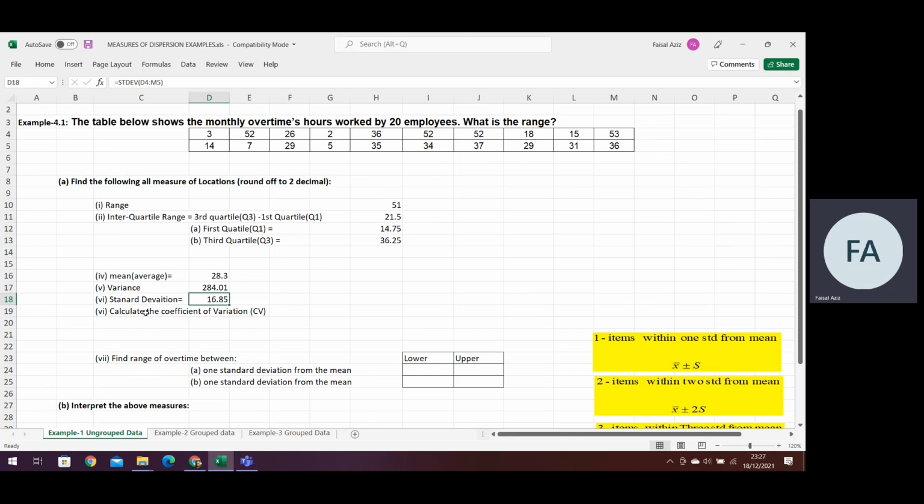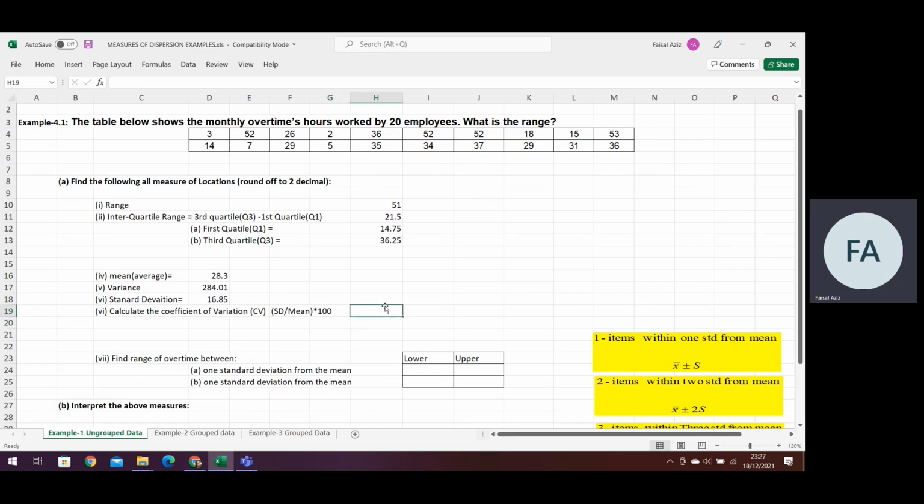Then we have to calculate the coefficient of variation. Coefficient of variation is in terms of percentage. So the formula is standard deviation divided by mean, and to convert this into a percentage, we multiply it by 100. So this is the formula: standard deviation divided by mean multiplied by 100. Why are we multiplying this by 100? To convert the result into a percentage.